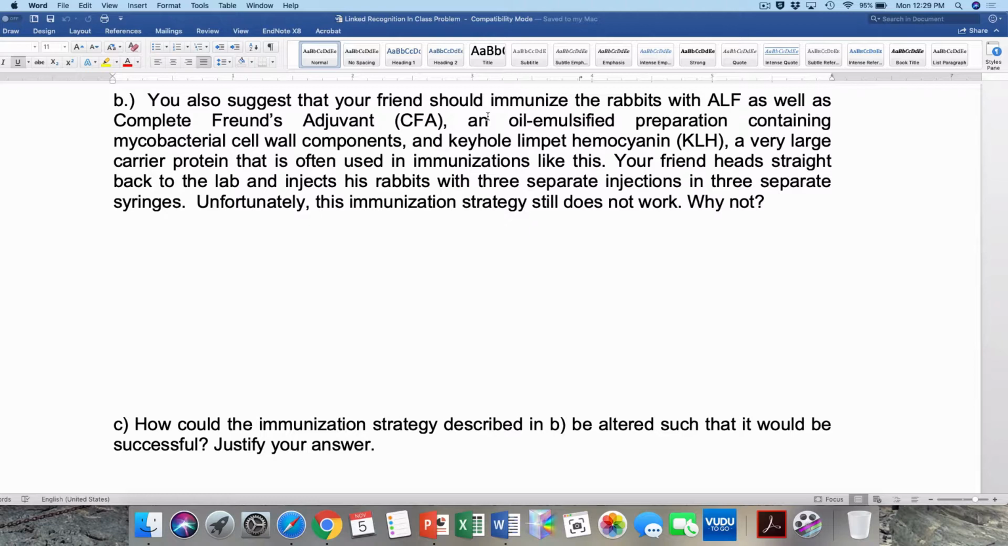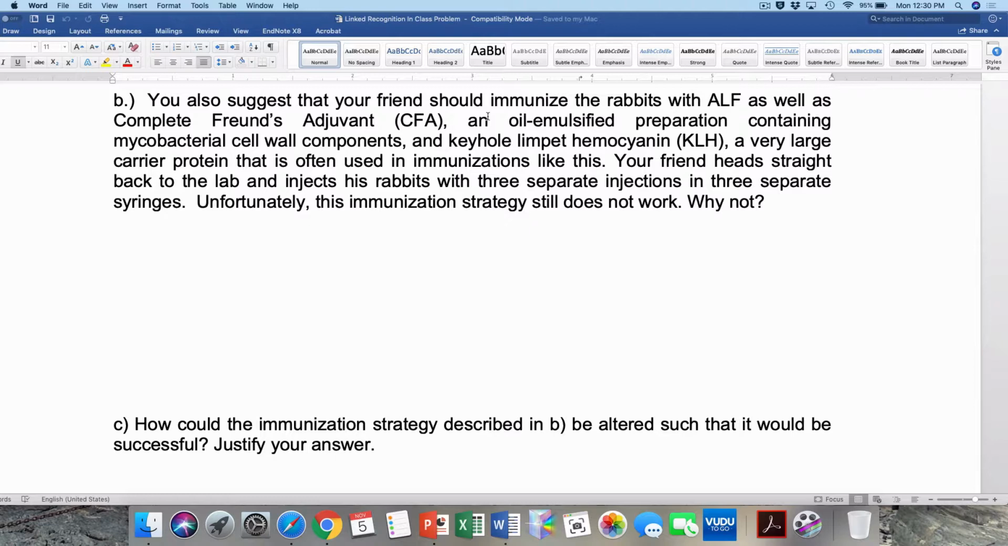So you also suggest that your friend should immunize the rabbits with ALF, as well as CFA, which I tell you what CFA is again, and KLH, keyhole limpet hemocyanin, a very large carrier protein that is often used in immunization like this. Your friend heads straight back to the lab and injects his rabbits with 3 separate injections in 3 separate syringes. So one of ALF, one of CFA, one of KLH, 3 separate syringes. And this strategy still fails. And so the question is, why does this still fail?